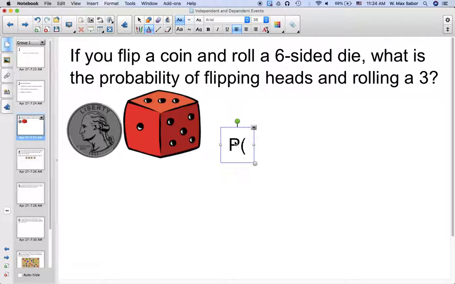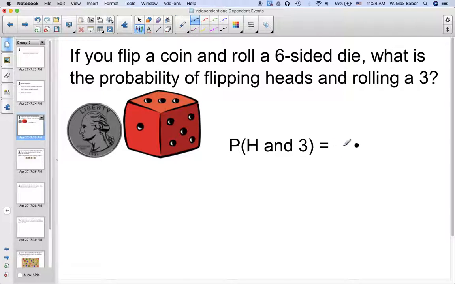The probability of flipping a heads and rolling a 3: there are two separate decisions being made here. So I'm going to write two fractions, one for each decision. The probability of flipping a heads is 1 out of 2, and the probability of rolling a 3 is 1 out of 6. So we multiply those together and we get 1/12.